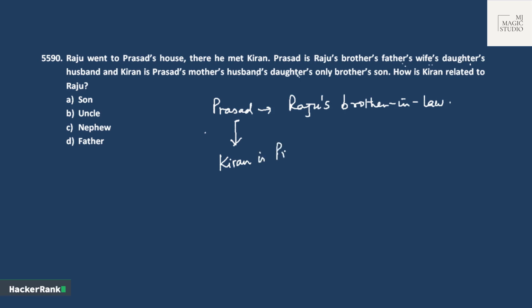Kiran is Prasad's nephew, sister's only brother's son. How is Kiran related to Raju? Kiran is in the same line with Prasad and Raju. Kiran is nephew of Raju. If it is asked how is Raju related to Kiran, then uncle. Here Kiran is nephew of Raju.